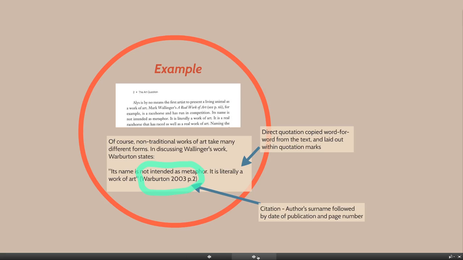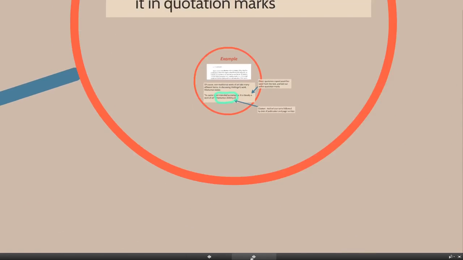Here we have an example from a book, and directly copied, formatted in quotation marks, we have: its name is not intended as metaphor, it is literally a work of art. And then we have the author's surname, followed by the date, followed by the page number. And if you notice as well, it's formatted with a space, a line break, between the text and the block quotation, and there'll be a space as well after the quotation. So author's surname, followed by date of publication, followed by the page number.